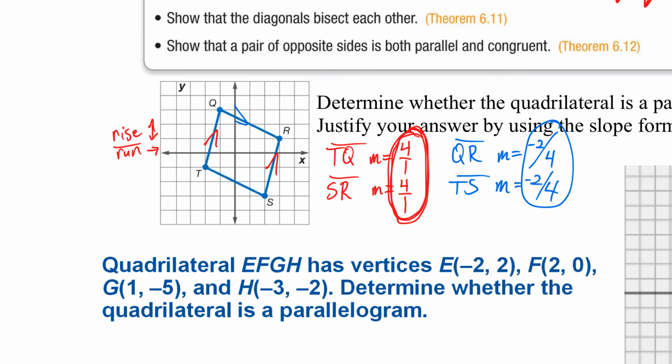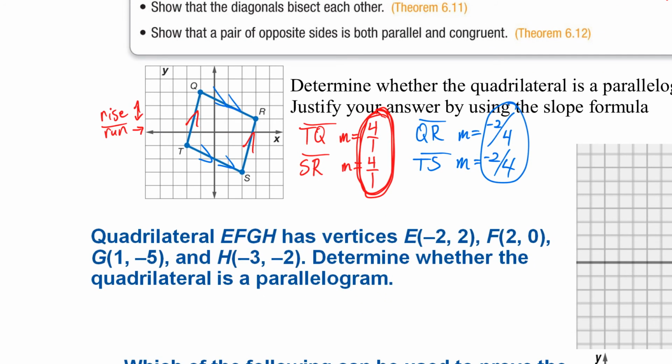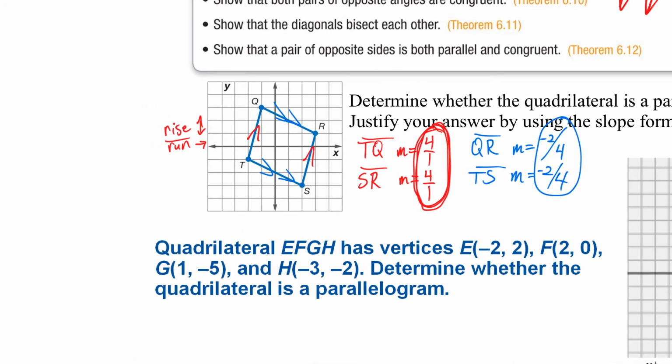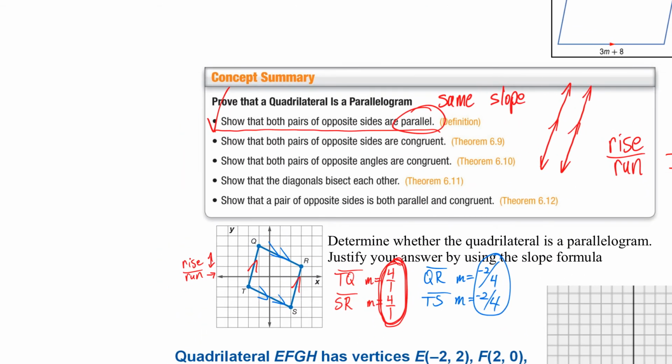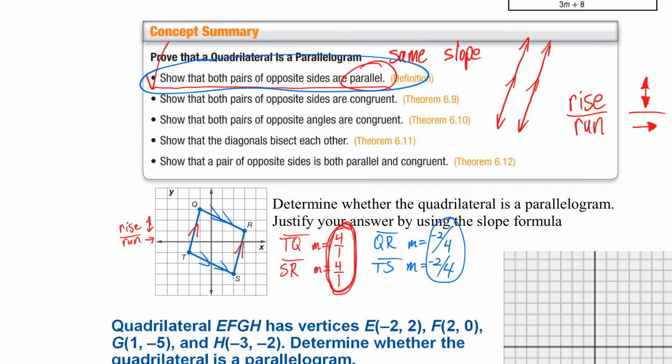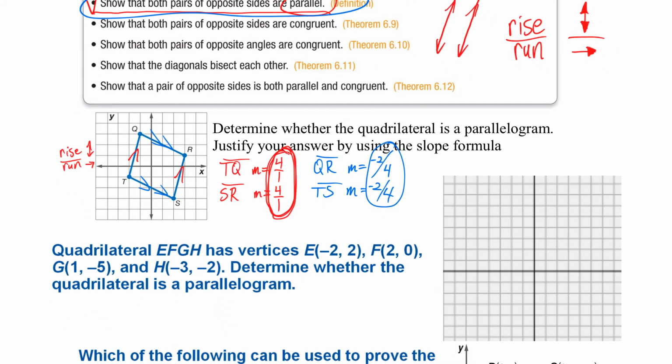So this side is parallel to this side, and that right there proves that it's a parallelogram. Both pairs of opposite sides are parallel. It's the definition of it. So basically it's asking, is this a parallelogram, yes or no? Yes, it is.